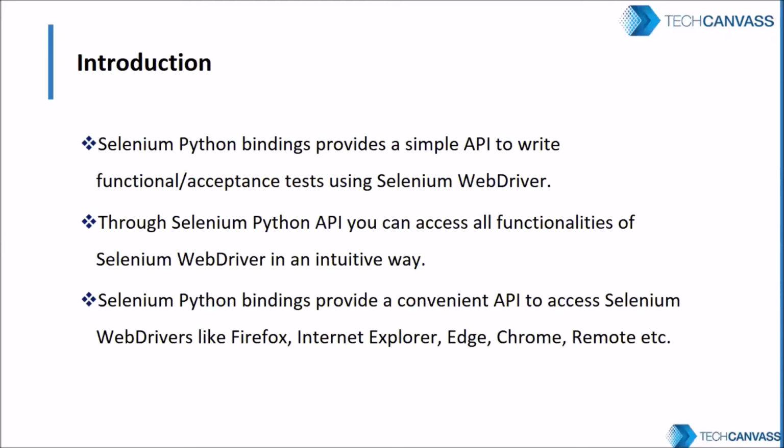It provides a simple API to write functional tests using Selenium WebDriver. So we need to have a Selenium Python binding. We need to download it. Through the Selenium Python API, you can access all functionalities of Selenium WebDriver in an intuitive way. The Selenium Python API is a special package hosted on the Selenium HQ website, which provides a cleaner way to use Selenium WebDriver using the Python language. It's a convenient API to access Selenium WebDrivers like Firefox, Internet Explorer, Edge, Chrome, Remote, etc.